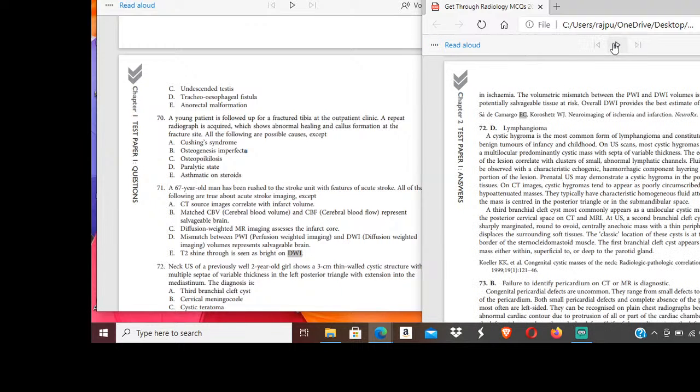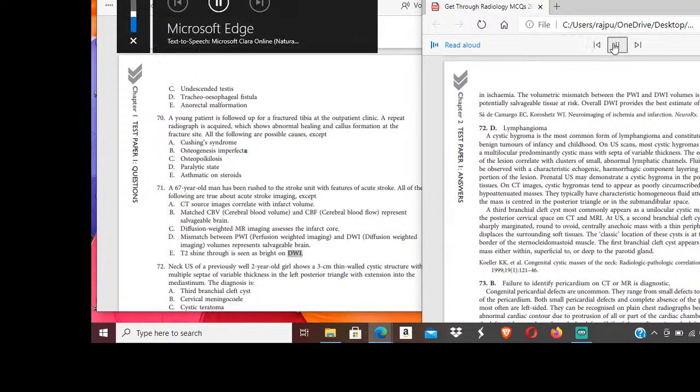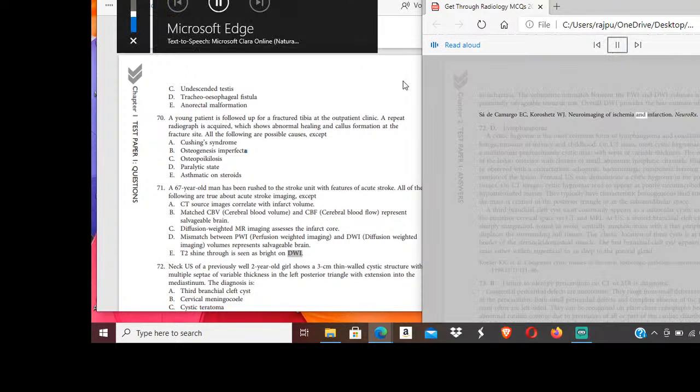SA, de Camargo EC, Koroshetz WJ. Neuroimaging of ischemia and infarction.